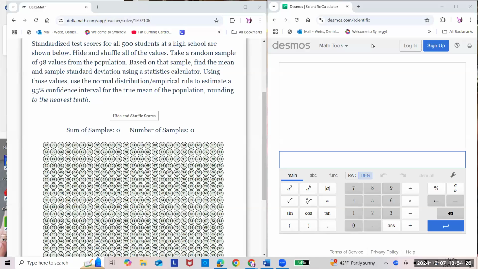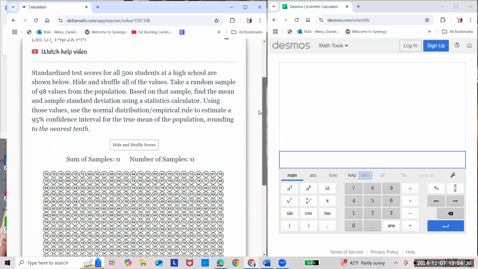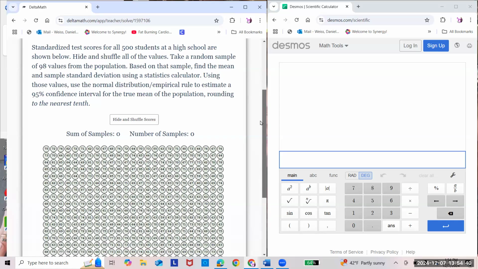Okay, today we're going to do what's called a confidence interval for a sample mean, and this is actually a simulation. Okay, so here's an example. You have standardized test scores for all 500 students at a high school shown below.